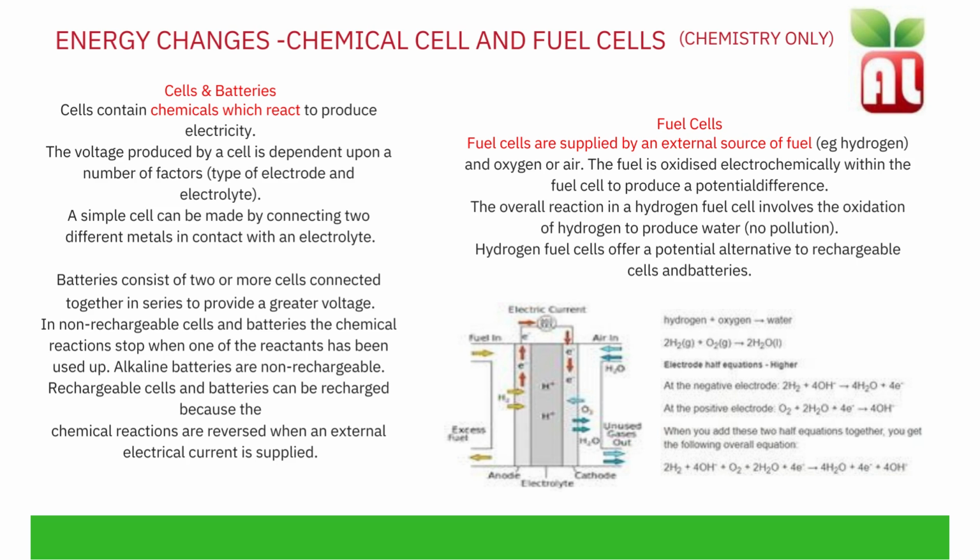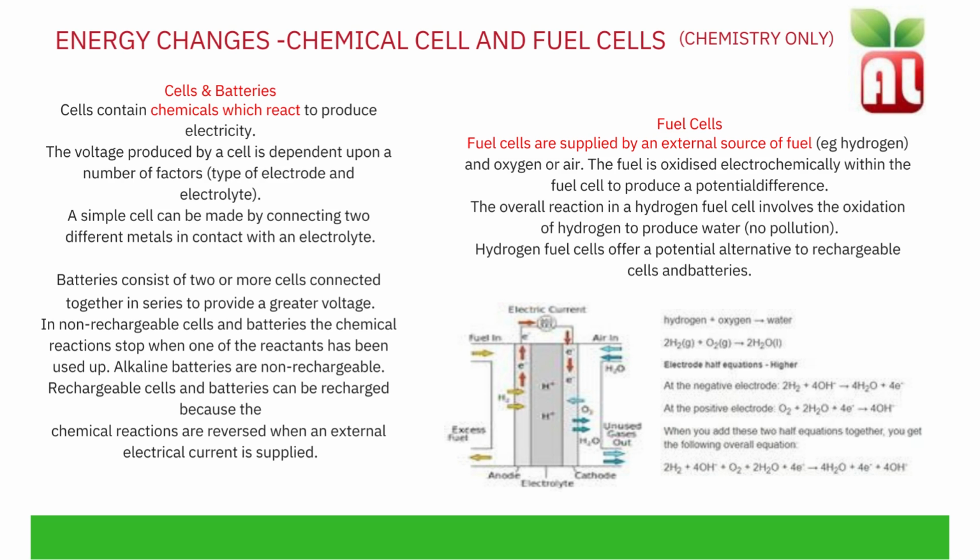Chemical cells and fuel cells. The difference between a chemical and a fuel cell is this. Chemical cells contain chemicals which react together to release energy in the form of electricity. Fuel cells are supplied by an external source of fuel, for example, hydrogen. A battery is an example of a chemical cell.